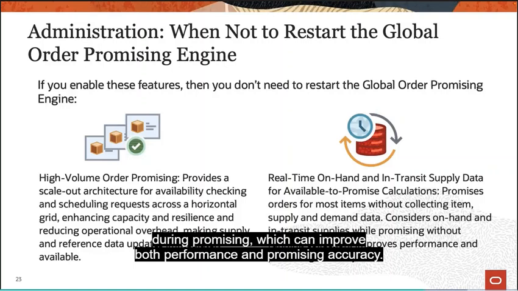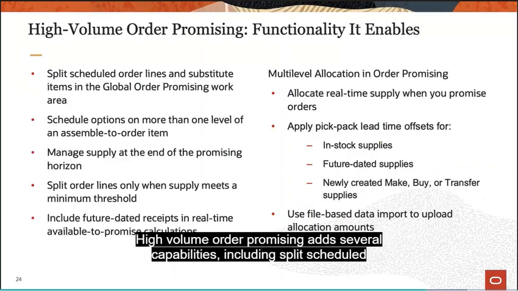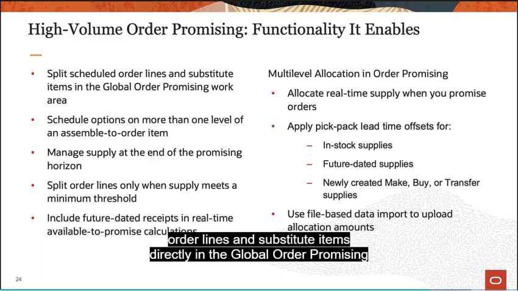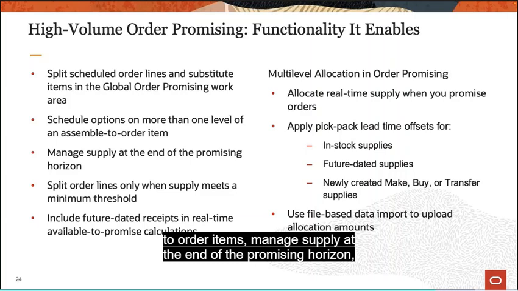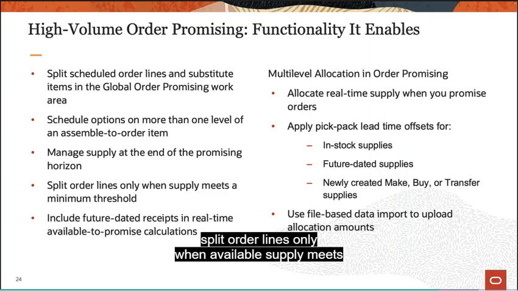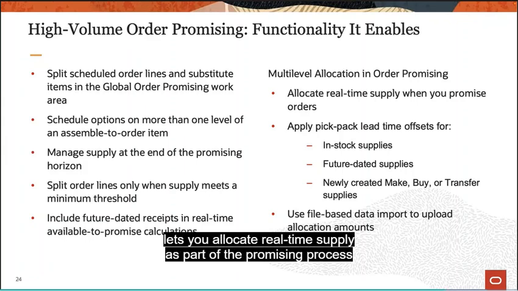High-volume order promising adds several capabilities, including split scheduled order lines and substitute items directly in the global order promising work area, offer scheduling options at more than one level for assembled-to-order items, manage supply at the end of the promising horizon, split order lines only when available supply meets a defined minimum threshold, include future dated receipts and real-time available-to-promise calculations.